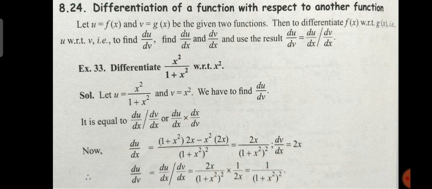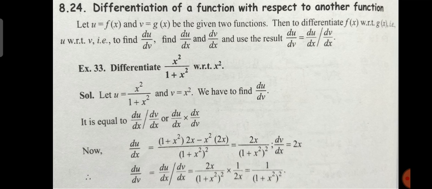Suppose u is equal to f of x, v is equal to g of x, be two functions. Then f of x should be differentiated in terms of g of x, that is u with respect to v, that is du by dv, and v with respect to u, that is dv by du. Then the result is du by dv is equal to du by dx divided by dv by dx, similar to the parametric function.